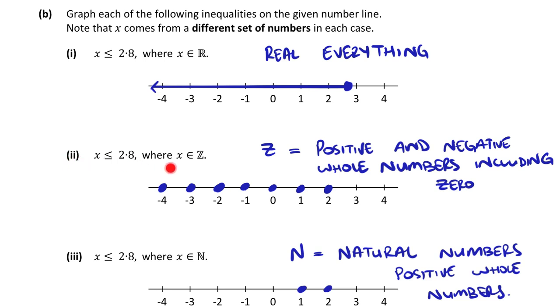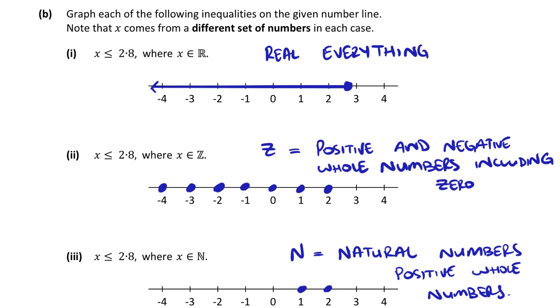For part 2, it said x was less than or equal to 2.8 again. So we still have our 2.8, but this time they're saying that x is going to be an integer. So Z represents our integers, and our integers are positive and negative whole numbers, including 0. That's something that people often overlook.